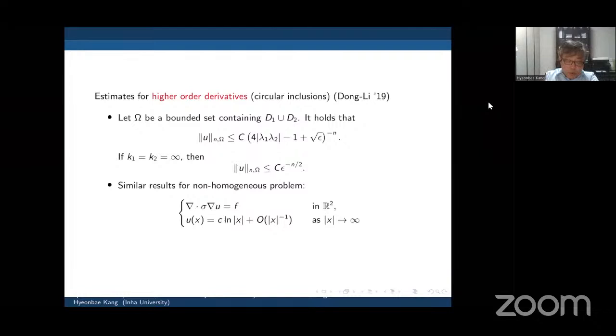High order derivatives: this is a recent result of Hongjie Dong and Haigang Li in 2019. It has been published in ARMA. They showed that the L infinity norm of the nth derivative, on some subset containing these two sets, is given by this. So in particular, for example, if K1 and K2 are infinity or zero, then this number is one. So the nth derivative blows up like epsilon to the minus n over two. And they also proved a similar result for the inhomogeneous problem.